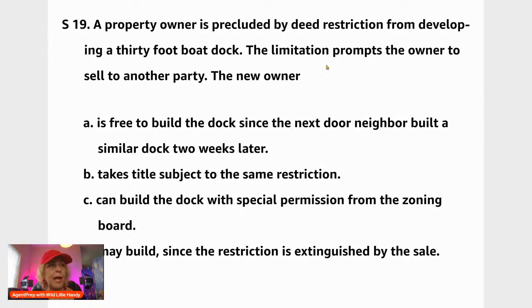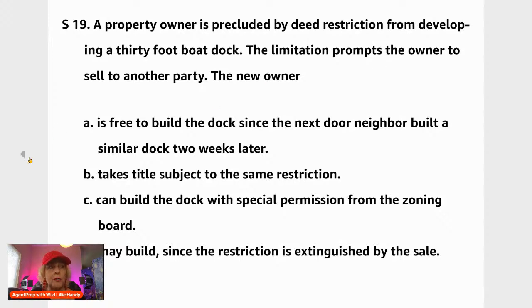So, what happens when there are restrictions? Okay, deed restrictions. There's city zoning restrictions, city building restrictions, and then there are deed restrictions. Those are even tighter restrictions from a particular subdivision. Okay, and it restricts them from building a 30-foot boat dock. So if they're in river frontage or lake frontage, the limitation prompts the owner to sell. They're like, hey, man, I can't build that 30-foot dock, so I don't want this property. I'm going to sell it and go buy one that doesn't have that restriction.